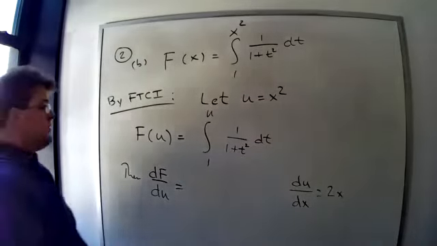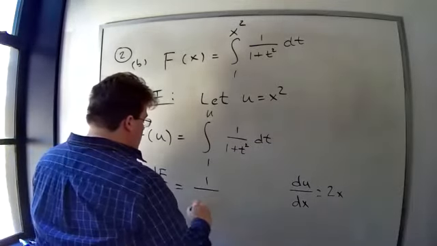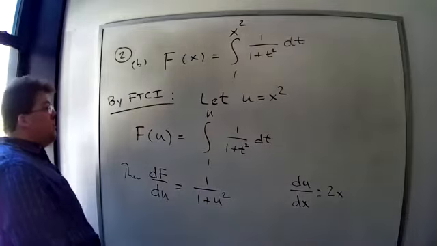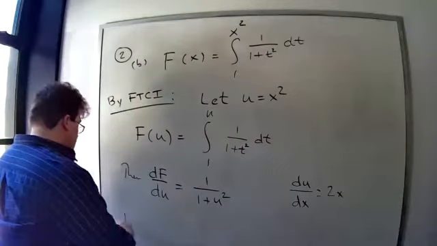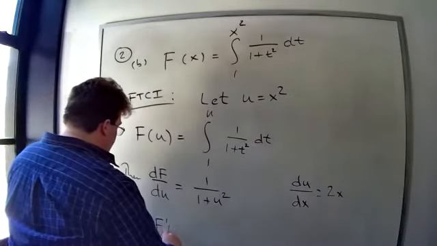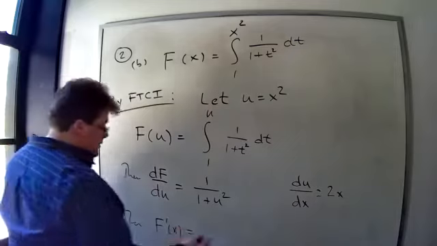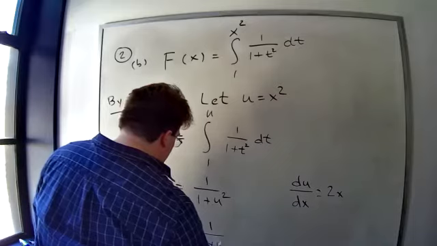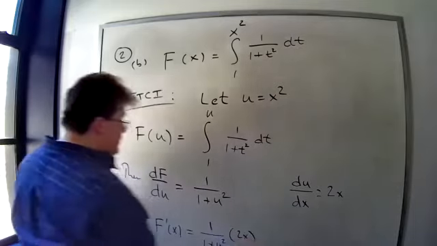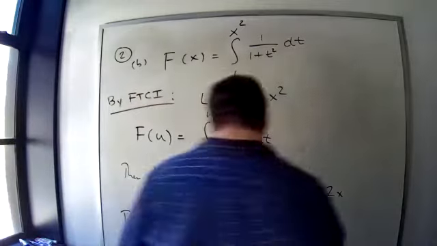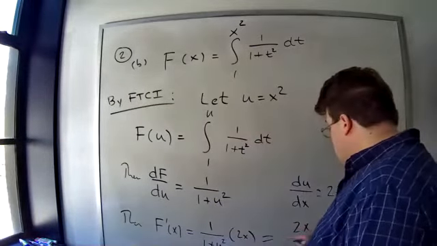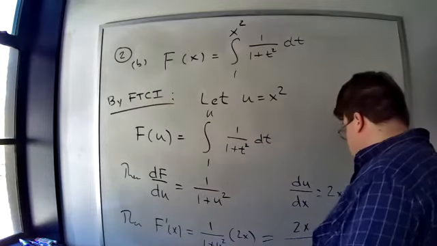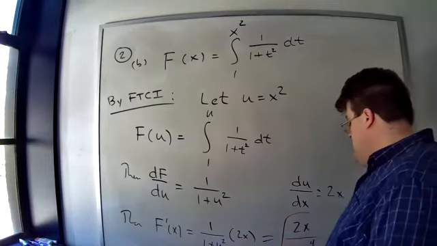For df du, the first part of the fundamental theorem of calculus applies: 1 over 1 plus u squared. So now we want f prime of x, df dx. I'll just say then f prime of x is df du times du dx. So 1 over 1 plus u squared times 2x. And I'm just going to write that as one fraction: 2x over 1 plus u squared, where u equals x squared, squared gives you 4 total x's.